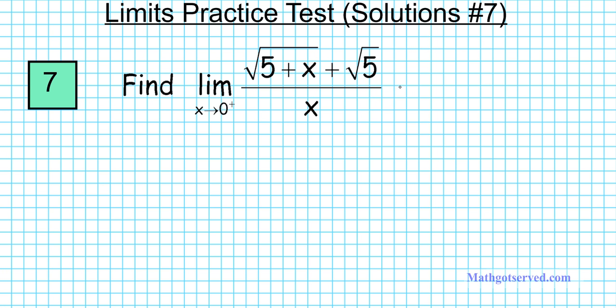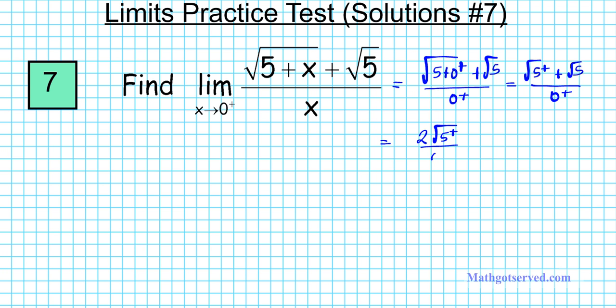So just by direct substitution, if I plug in 0 from the right into this expression, I'm going to get the square root of 5 plus 0 from the right plus the square root of 5 over 0 from the right. And then that basically becomes the square root of 5 from the right plus the square root of 5 over 0 from the right. And that's equal to, if you combine these two together, 2 square root of 5 from the right over 0 from the right.